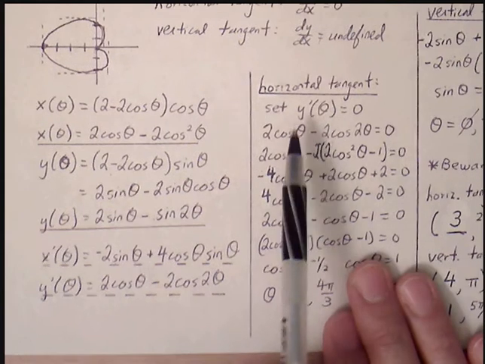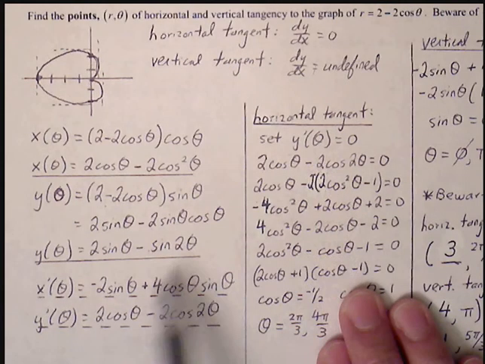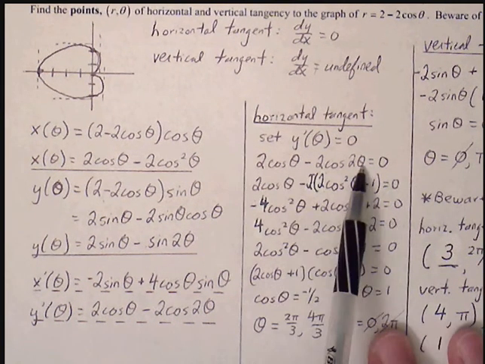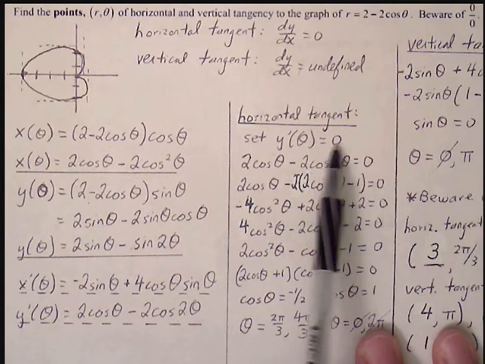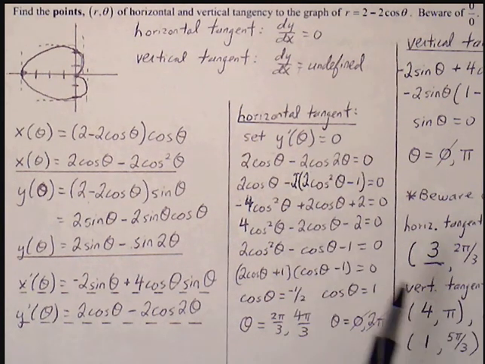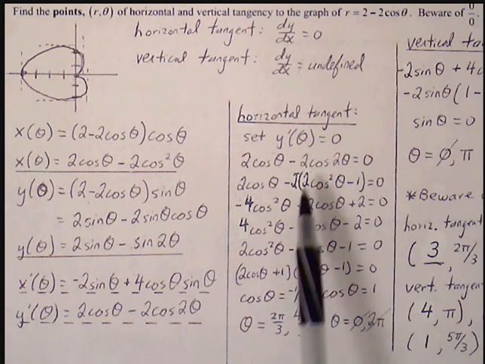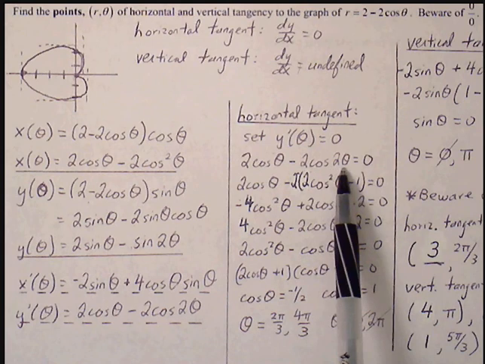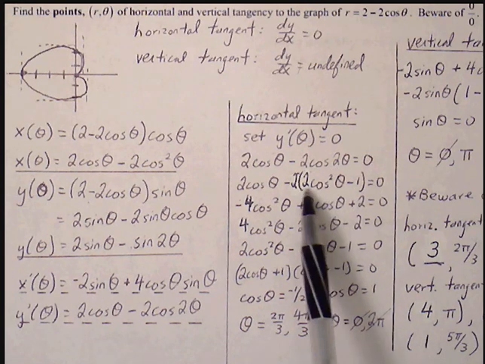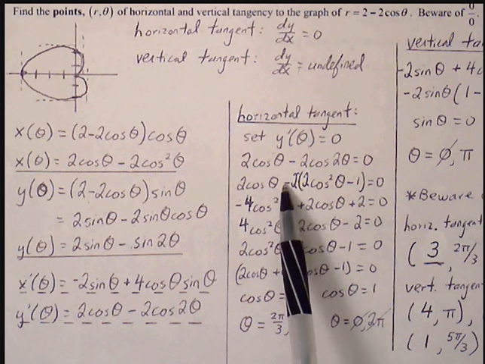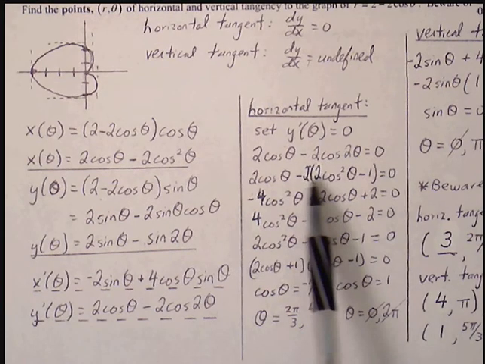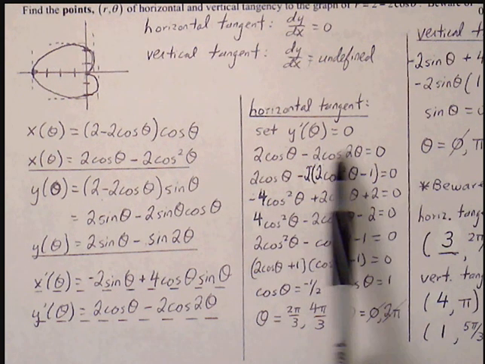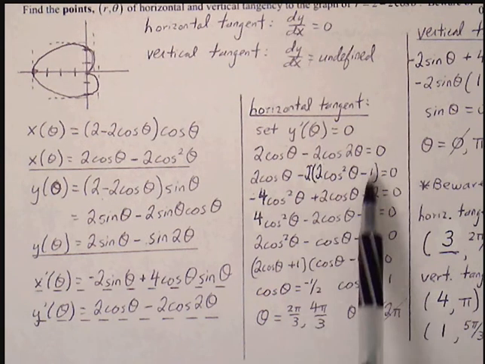Now, horizontal tangent, this is where y prime of theta is equal to 0. So we set our y prime equal to 0. So 2 cosine of theta minus 2 cosine of 2 theta is equal to 0. Well, now we want to bring this out of the double angle so that we can factor and begin to solve for theta. So let's get this all in terms of cosine. Cosine of 2 theta, one of the ways that we can expand that is 2 cosine squared theta minus 1. There's a negative 2 out here. I distribute that through. So I get negative 4 cosine squared theta plus 2 cosine theta, minus negative 2 times negative 1 is positive 2.